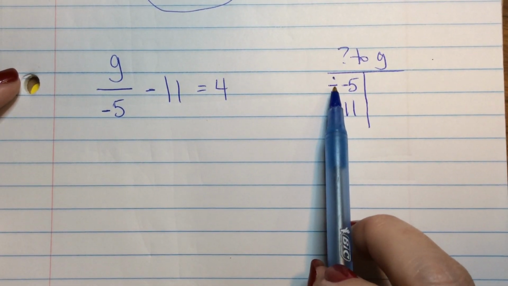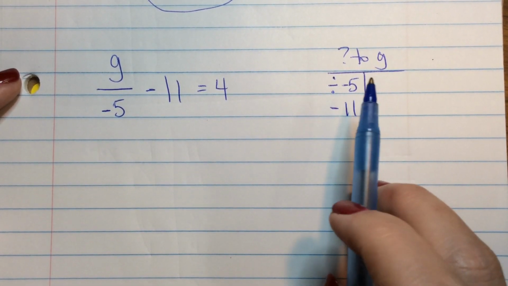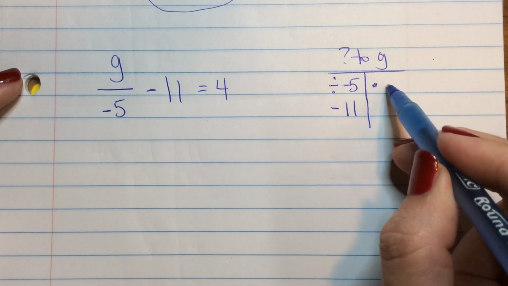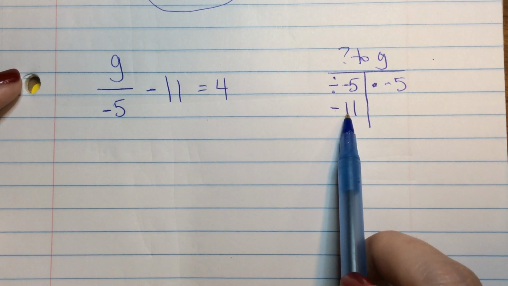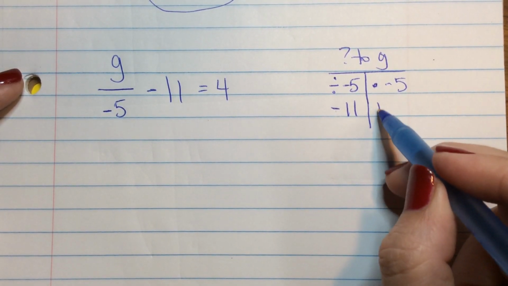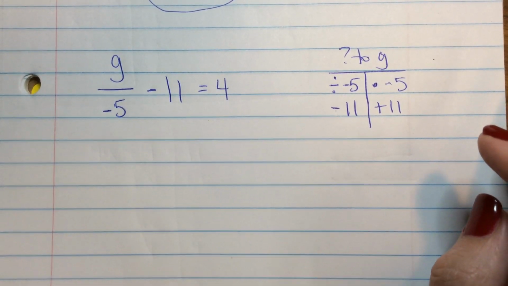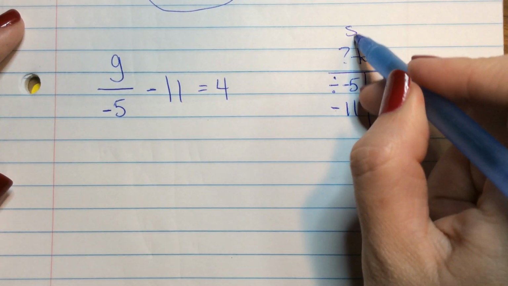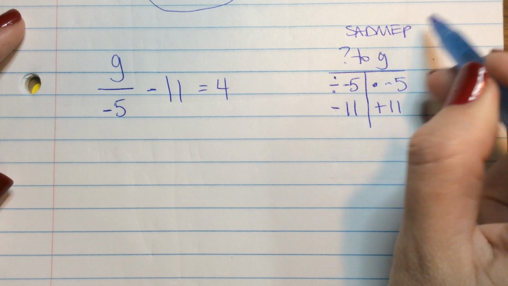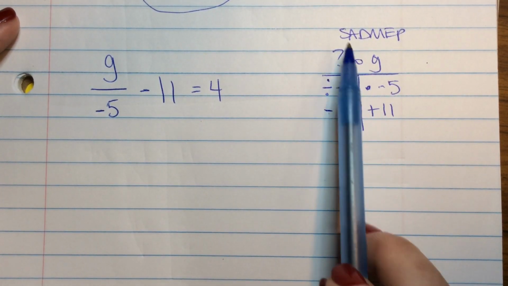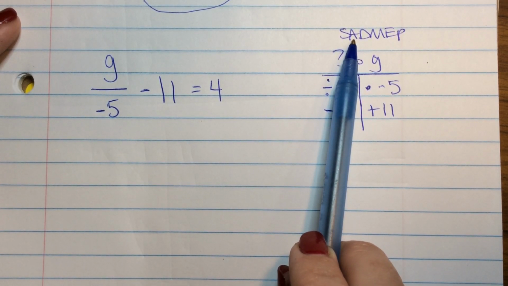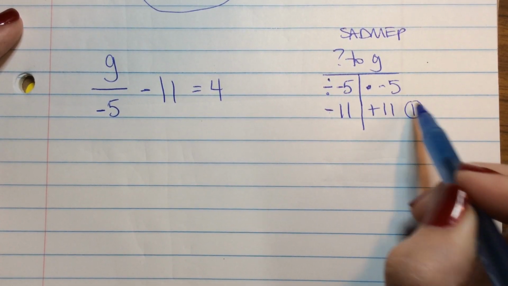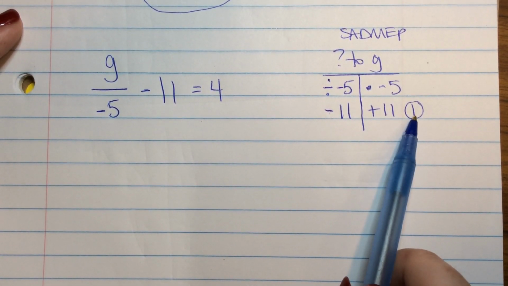So what's the opposite of dividing by -5? Multiplying by -5. What's the opposite of subtracting 11? Adding 11. Now I'm going to write at the top my SADMEP, and I'm looking for subtraction, and I don't have any. I'm looking for addition, and I do have it, so I'm going to do that first. The adding 11 is going to happen first.